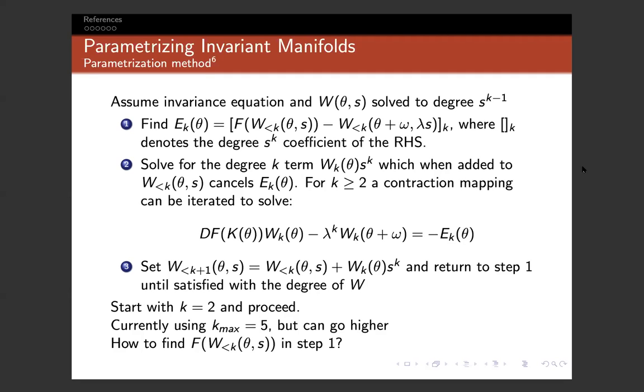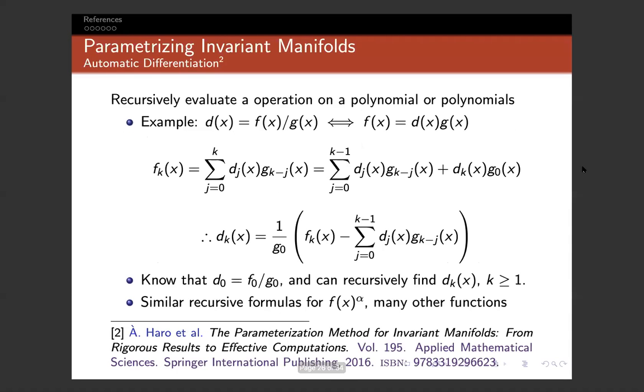So now one thing I glossed over here is this error e sub k. How do we find it? Because F is a mapping by a flow, and W less than k is a Fourier-Taylor series, and even if you fix theta, it's a polynomial. So how do you map a polynomial by a flow? For this, two tools are necessary.